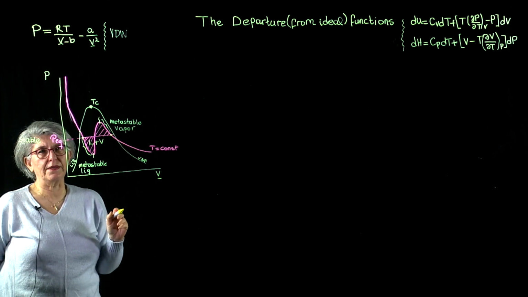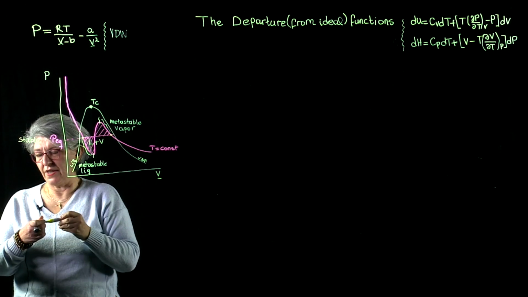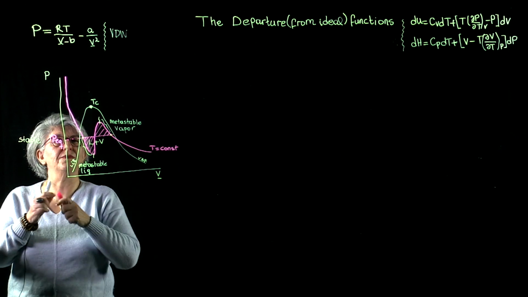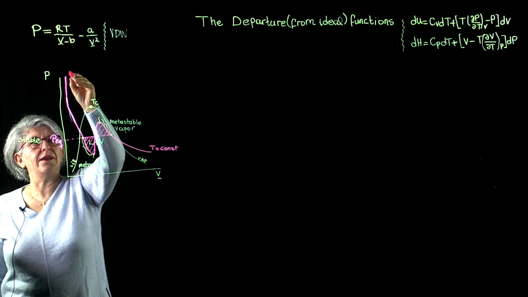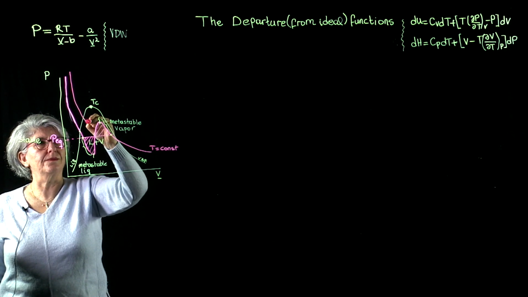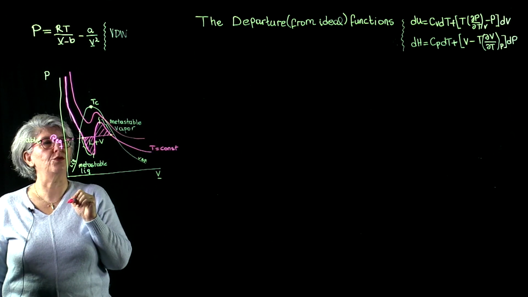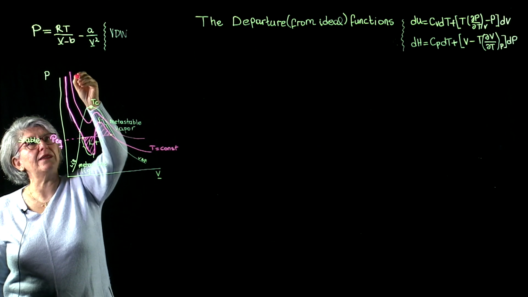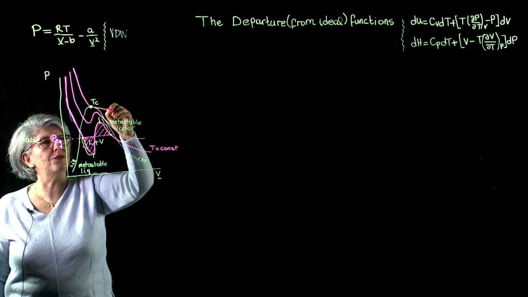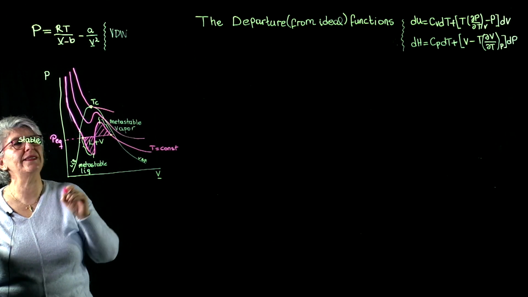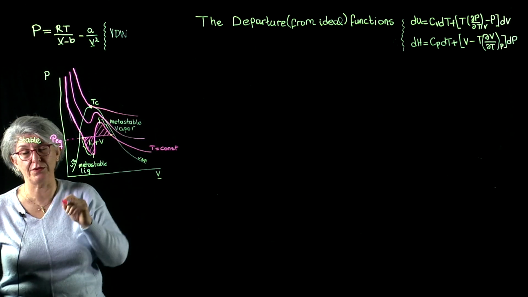Let's come to the critical temperature. Those isotherms will run like this. This is going to be a higher temperature, but at the critical point, this isotherm, the critical isotherm, is going to have a saddle point. All right, here we are going to have a saddle point.